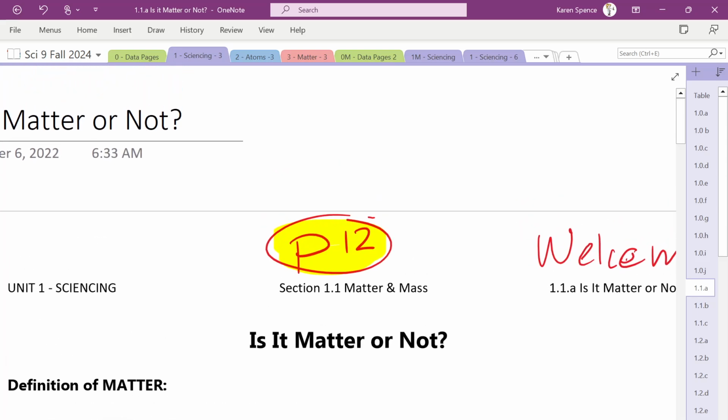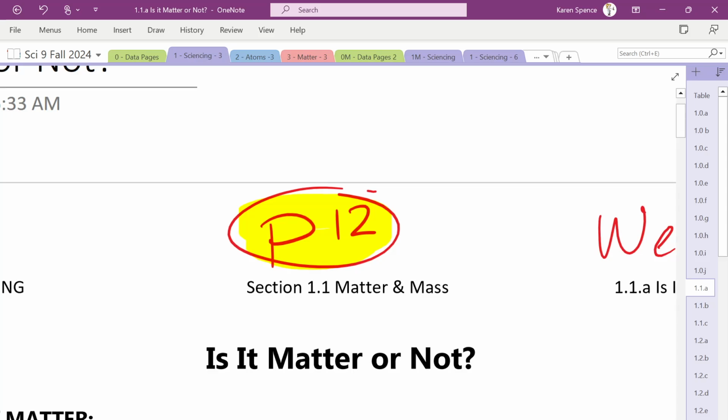How many of you have, before now, known what the definition of matter is? Matter. Okay, see if you can tell your partner what matter is.